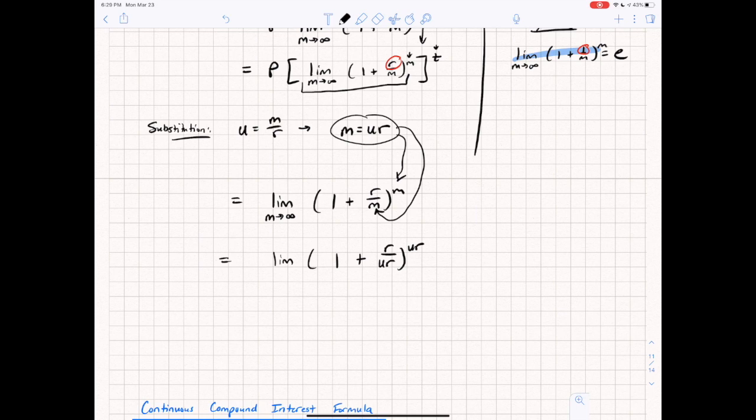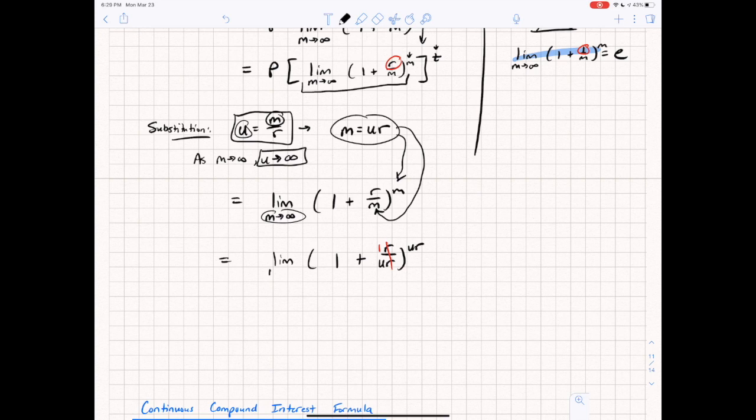And before I continue, notice that the r's themselves will cancel. So this gives me a 1 over u. But also there's no more m. So in terms of this limit, m approaching infinity, that's not what I have anymore. I have a u now in terms of the variable that we care for. Well, notice that from our substitution, as m goes to infinity, what does u do? As m gets bigger and bigger, u will just get bigger and bigger. So u will go to infinity.